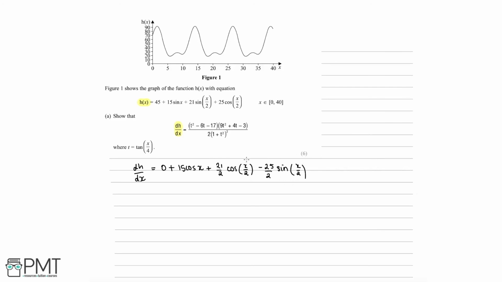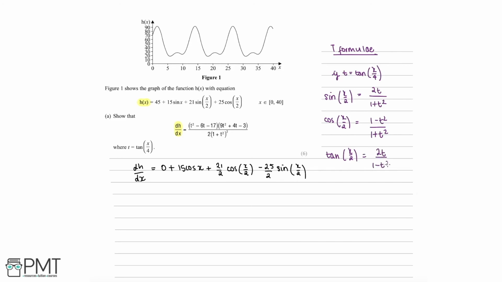And if you recall the use of t-Formulae, we can use t-Formulae in order to substitute tan of x over 4 into our equation, as if t is equal to tan x over 4, then sine of x over 2 is equal to 2t over 1 plus t squared, cos of x over 2 is equal to 1 minus t squared over 1 plus t squared, and tan of x over 2 is equal to 2t all over 1 minus t squared. You must memorize these t-Formulae for the exam.